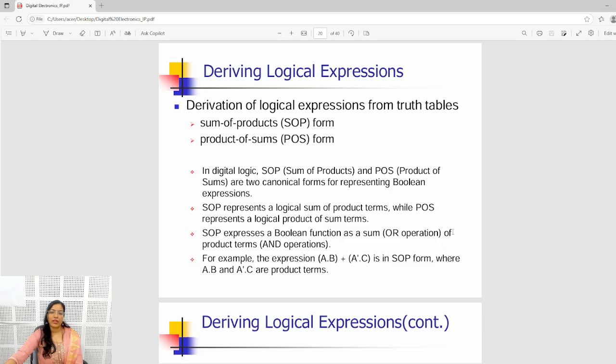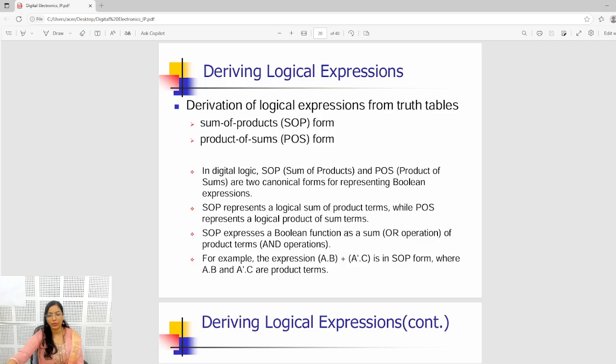Deriving logical expressions from truth tables and K-map for that matter is in two forms, which is SOP, sum of products, and product of sums. In digital logic, SOP, sum of products, and POS, product of sums, are two canonical forms for representing Boolean expressions. SOP represents a logical sum of products, while POS represents a logical product of sum terms.